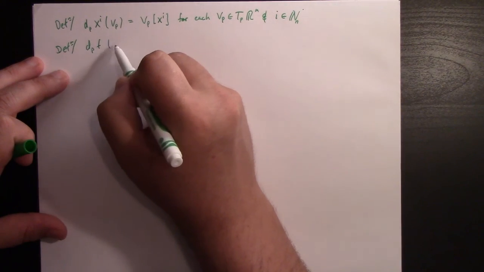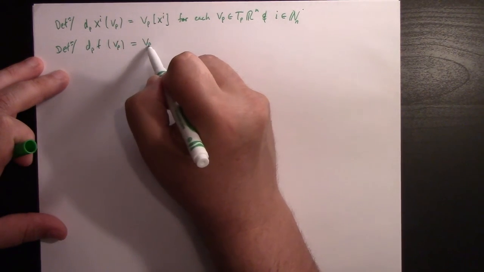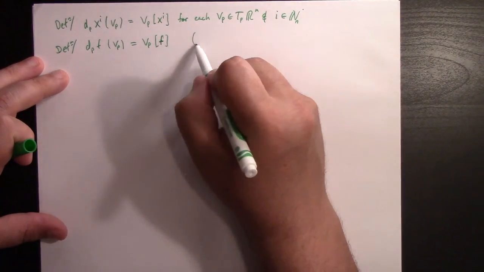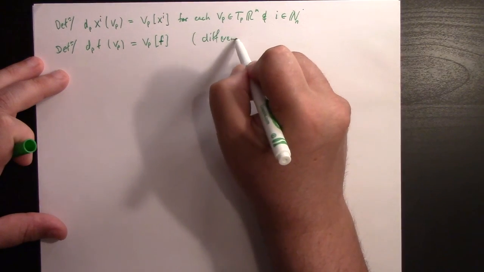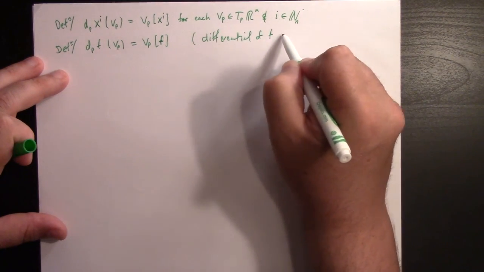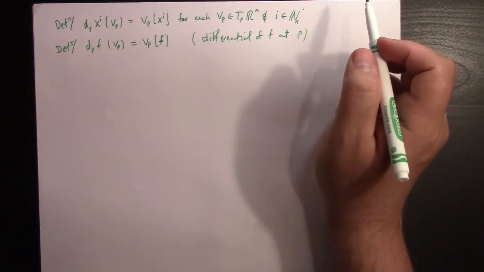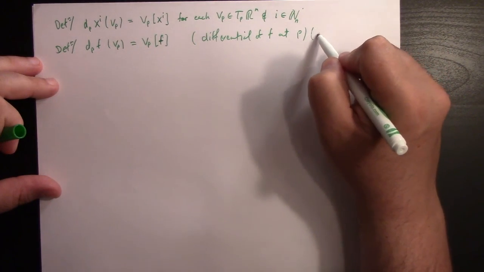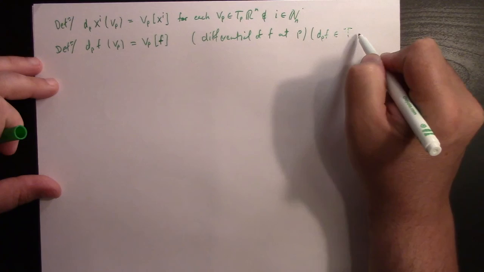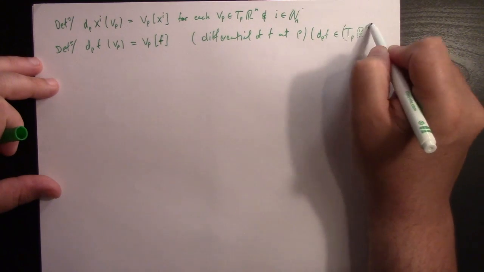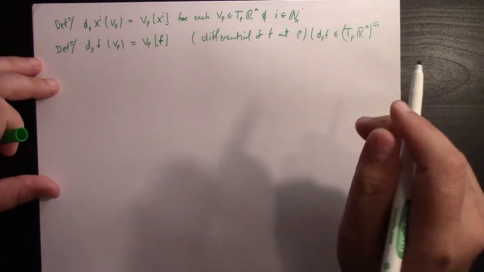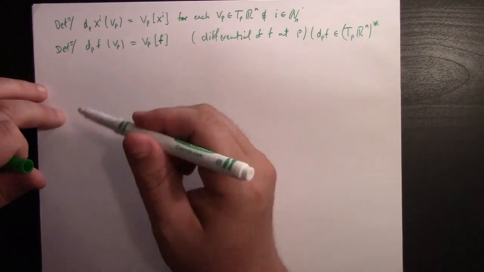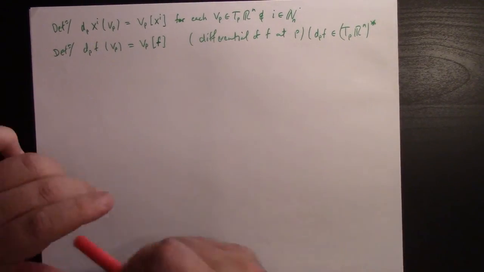dpf acting on vp is just defined to be vp acting on f. This is the so-called differential of f at p. All right. You can see that dpf is an element of the dual space to the tangent space at p of Rn, because it takes in a vector and it spits back a number. All right. But the larger point here is, let's just collect our thoughts. We have something really, really nice.